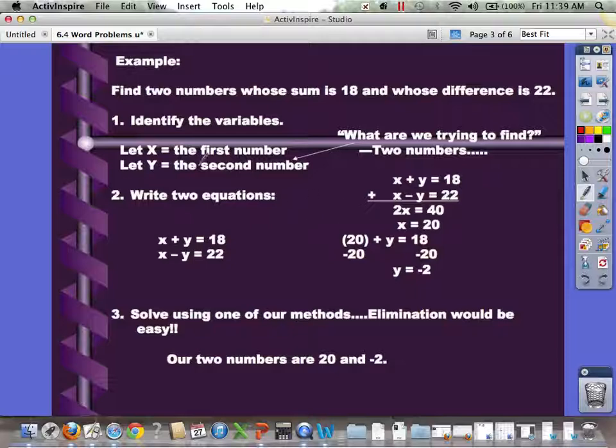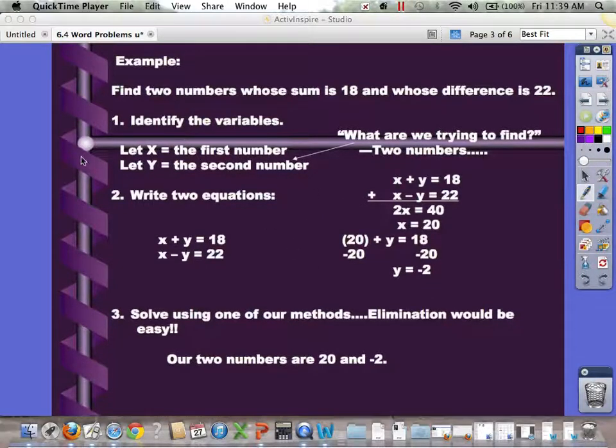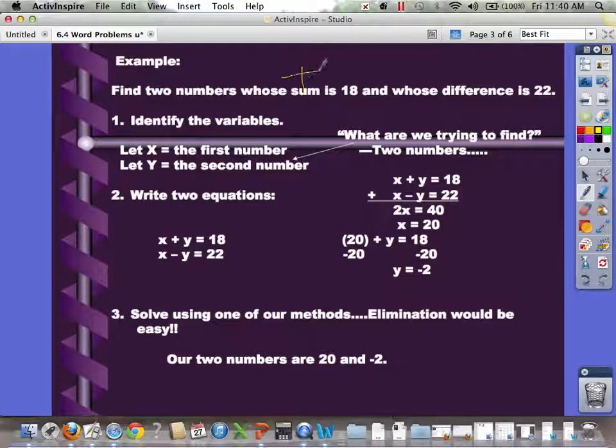All right, so this problem starts out, let me move this out of the way. Find two numbers whose sum means addition, so you can write that on there if you need to. Sometimes it's helpful for people to write what we're doing. All right, whose sum is 18 and whose difference is subtraction, is 22. So you're going to have two equations. One of them is where it's going to be addition. One of them is going to be where it's subtraction.